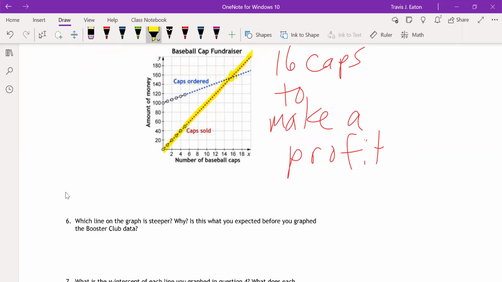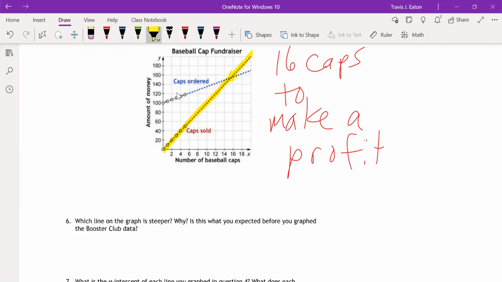So why is the line steeper? What about the rate of change tells us that? What information do we have that tells us that line is going to be steeper? I guess that's the question I need to ask. Remember, you have to look at the rate of change.